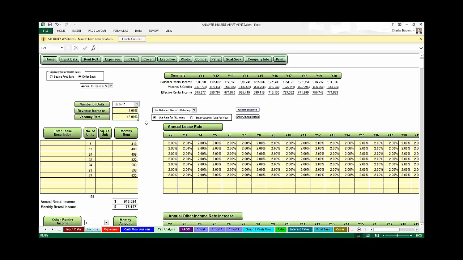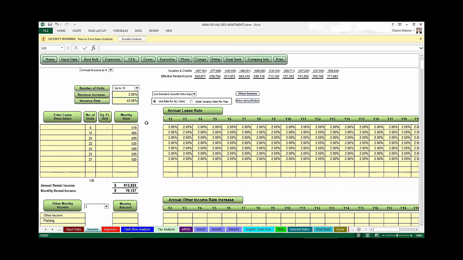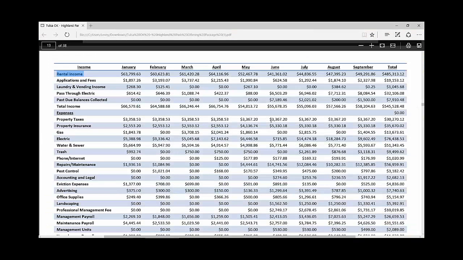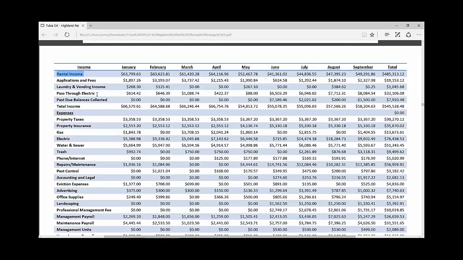So that's not that great. That property is not running all that well. So there is other income that we have to put in here. We have the application fee, the laundry vending income, the pass-through electric income, past due balances collected. Oh, hey, that's not a good one. So let's take a look.